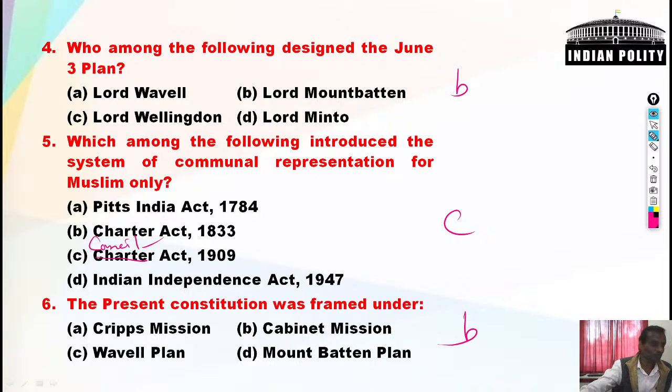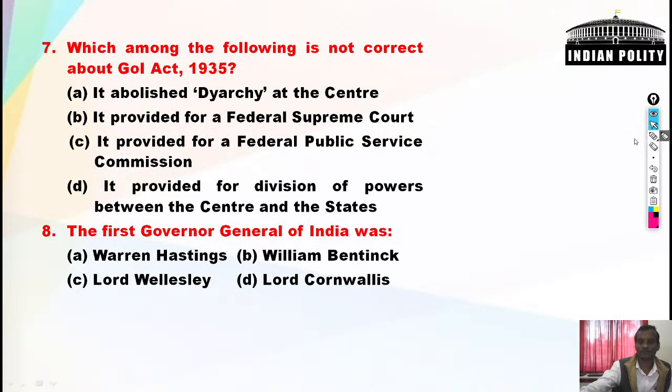Got it? Now we shall move to the next question, 7. Which among the following is not correct about Government of India Act 1935? It abolished diarchy at the center. Do you agree with that? No, it abolished diarchy at the provinces.